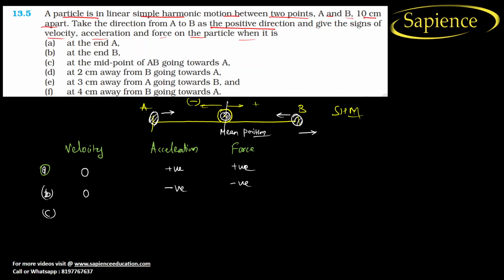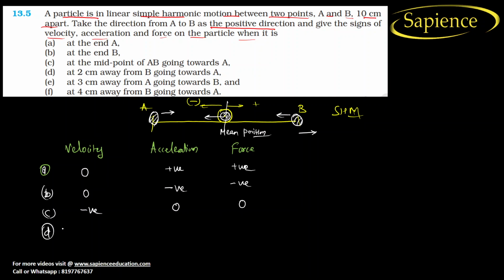But acceleration as well as... at the midpoint of A, B and going toward A. So if an object is going toward A, the velocity will be negative here. But at the mean position, acceleration is 0, force is also 0. You know that there is no force acting in either direction.